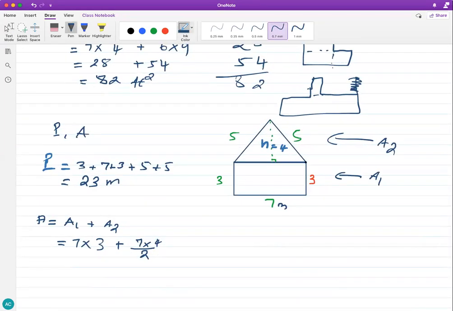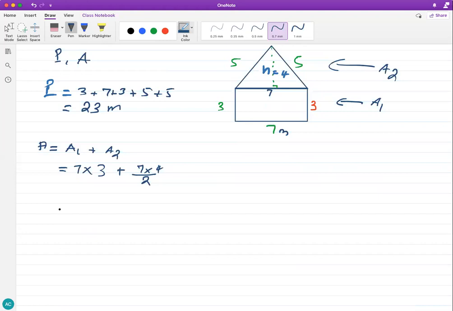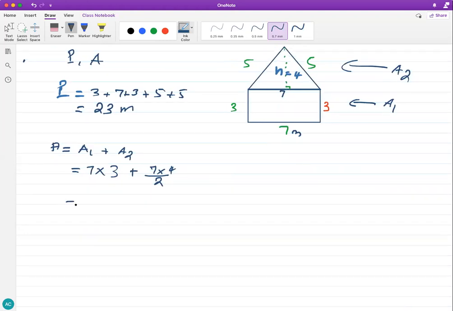Same thing here. So this is 7. Okay, same as this, so that's 7. And the height given here is 4. Okay, and then that's 21 plus 7 times 4 over 2, so 28 divided by 2 is 14. We add this, you get 35.